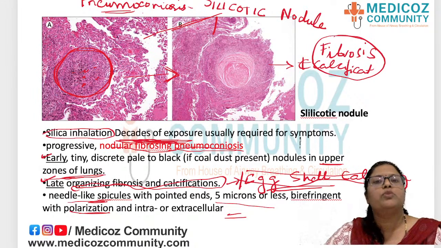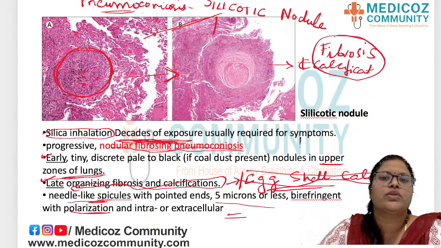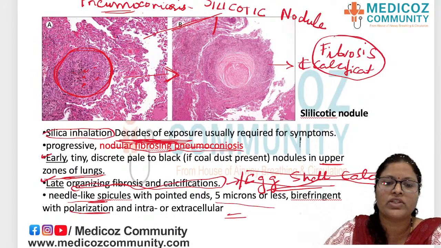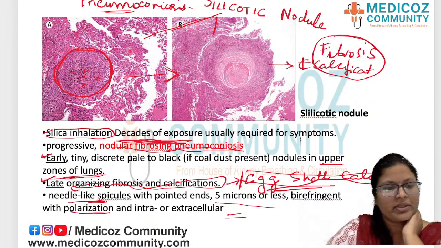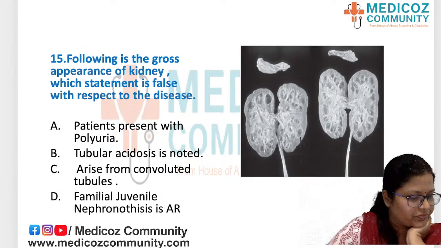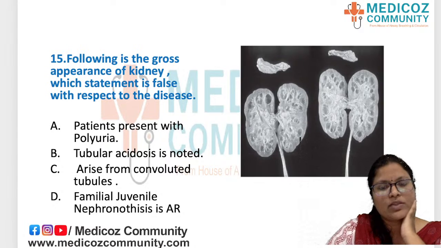Again, all pneumoconiosis, berylliosis, silicosis, asbestosis, all of these are a question in themselves, very important questions, and you need to know these topics. Let's move on to the next question. So the next question is question 15. Let's see if anybody can answer this.